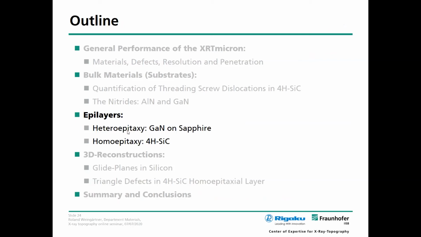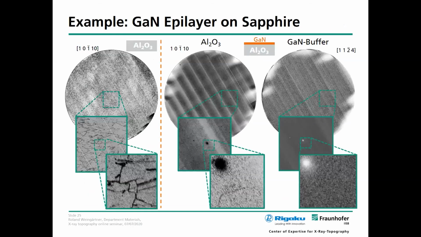First of all, I would like to present some results on a heteroepitaxial gallium nitride epilayer on sapphire. Please have a look at the left-hand side first. Here we see only the sapphire substrate, a bare sapphire substrate without any epilayer, and we get such a result. Again, we have a very large wafer, 150 millimeter, I think it was. Then we can zoom in and analyze all these defect structures in this sapphire substrate.